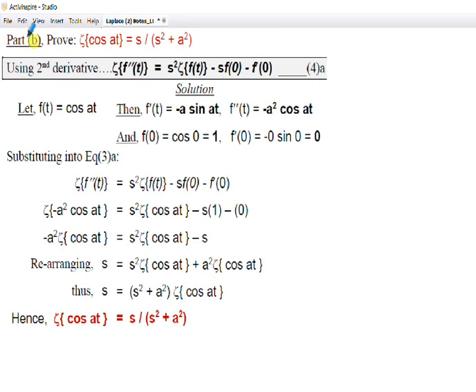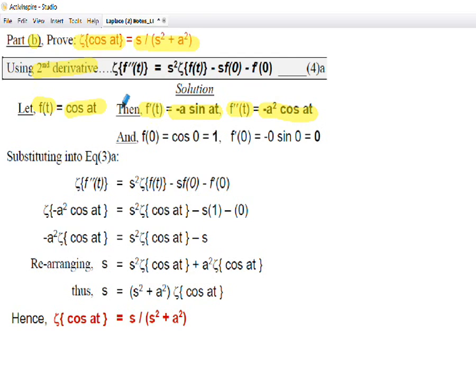Part B in this case, we're going to prove the Laplace transform of cos at is equal to s over s squared plus a squared. Again, going to use the second derivative here to help us solve this problem. So in this case, the function of t is cos at. If we differentiate cos at with respect to t, we get minus a sin at from standard derivative tables, and if we differentiate that again, we get minus a squared cos at, which is our second derivative.